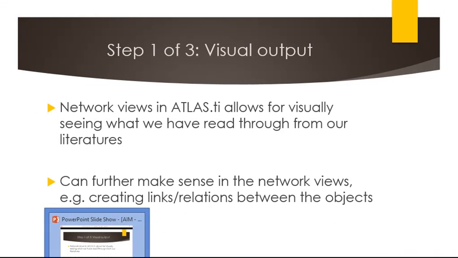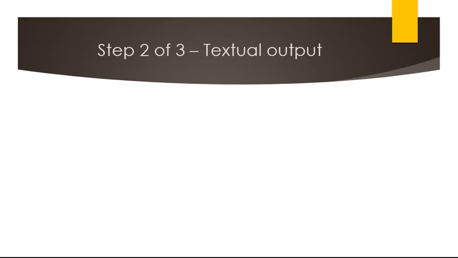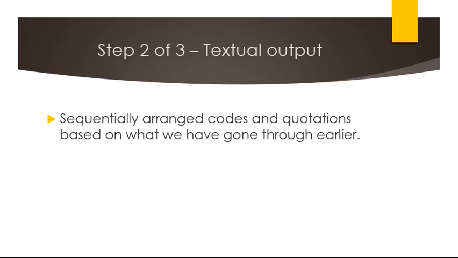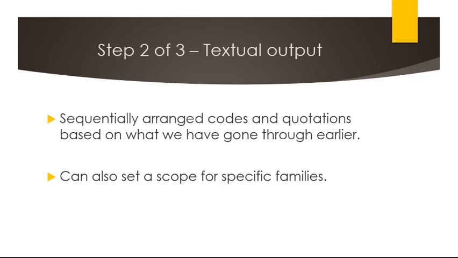Right, now moving on to step number 2, which is the textual output. Textual means something still visual, but it's not in diagram form. It is in textual form, whereby our quotations will be arranged sequentially, the quotes together with the quotations based on what we have gone through earlier. We have highlighted the quotations and we have linked them to specific quotes and memos. We now can have them in textual output format. We can also set a scope for specific families. Now I'm going to show you how to do that using the code manager.